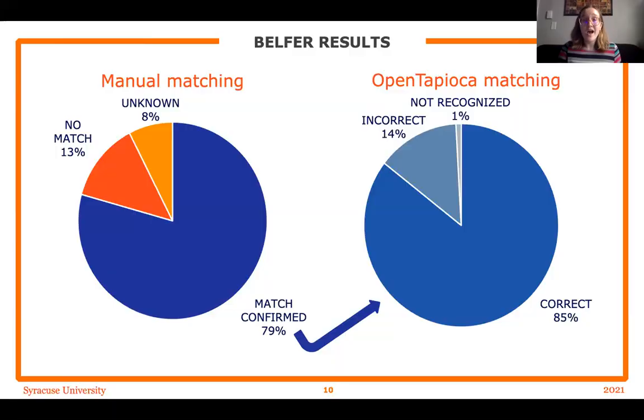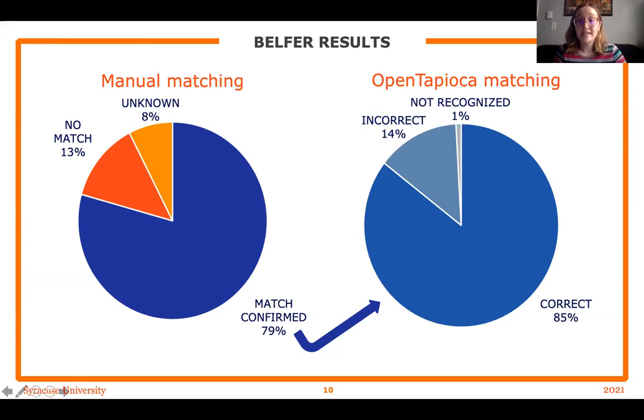So out of those 700 names, what did we get? When we were manually matching, so just a person going in and saying, okay, this name in the collection refers to this item in Wikidata, we were able to confirm about 79% of the collection. Some, there were definitely no match. Others, there wasn't enough information in Wikidata. So for example, the entry just had a name and no properties about them. That happens sometimes. So we couldn't really say one way or another whether or not that was the right person.